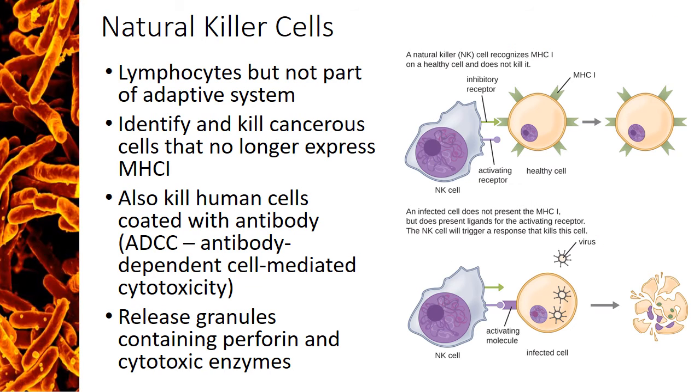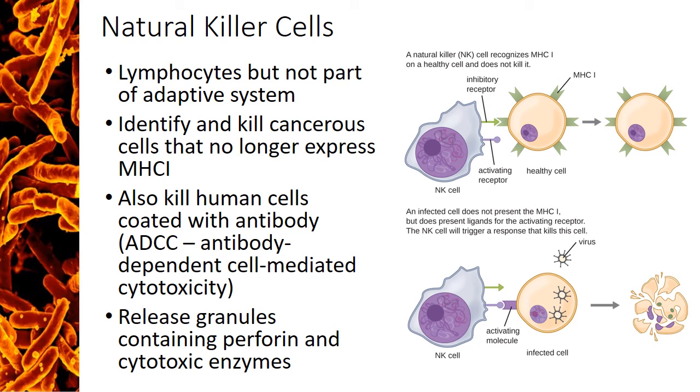The last cell of the innate system that I wanted to mention were the natural killer cells. Remember, these are the ones that are different than everything else because these are lymphocytes. They're from the lymphocytic line as opposed to the myeloid line of everything we've been talking about so far. But they're not part of the adaptive system. Their main job is to identify and kill cancerous cells. So remember, foreign molecules can come from outside the body like pathogens, but they can also become your cells. So if your cells mutate and start doing something that's not self, they become foreign molecules, and it's the job of the immune system to recognize and destroy them.